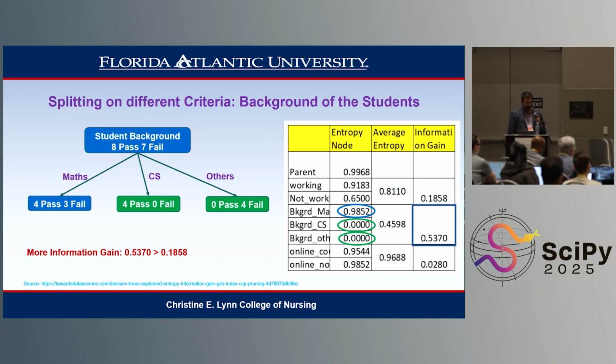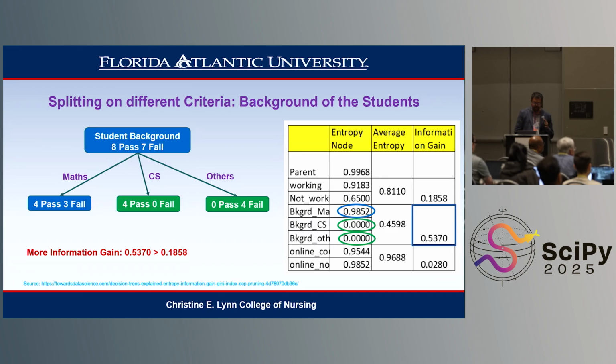Okay, so the next thing we can do is, what about the other features? Can we predict anything better? And it turns out that we can. If you split the data based on student background, you get 3 different nodes because there are 3 different classes: maths, computer science, and others. And you can get pure nodes for two of these. That's why you get 0 entropy.